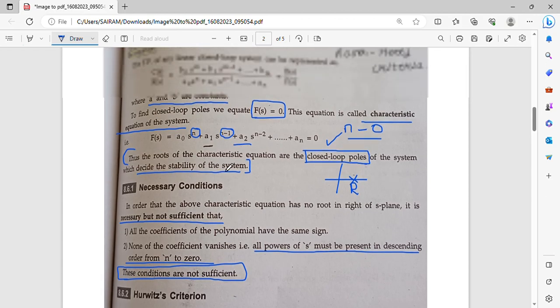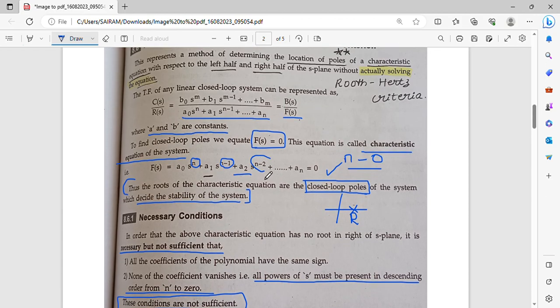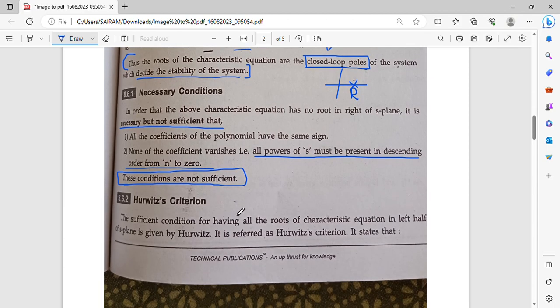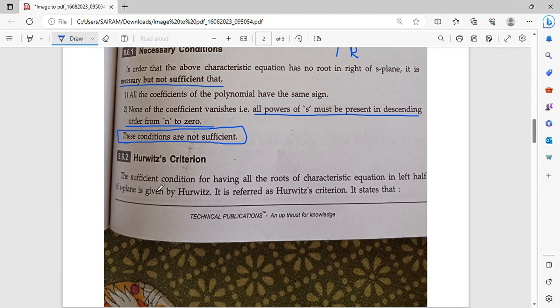So what are the powers of s? That is this. The powers of s must be in descending order from n to 0. So these two conditions are not at all sufficient for stability. So what is the next thing then? The next thing is Hurwitz's criterion.